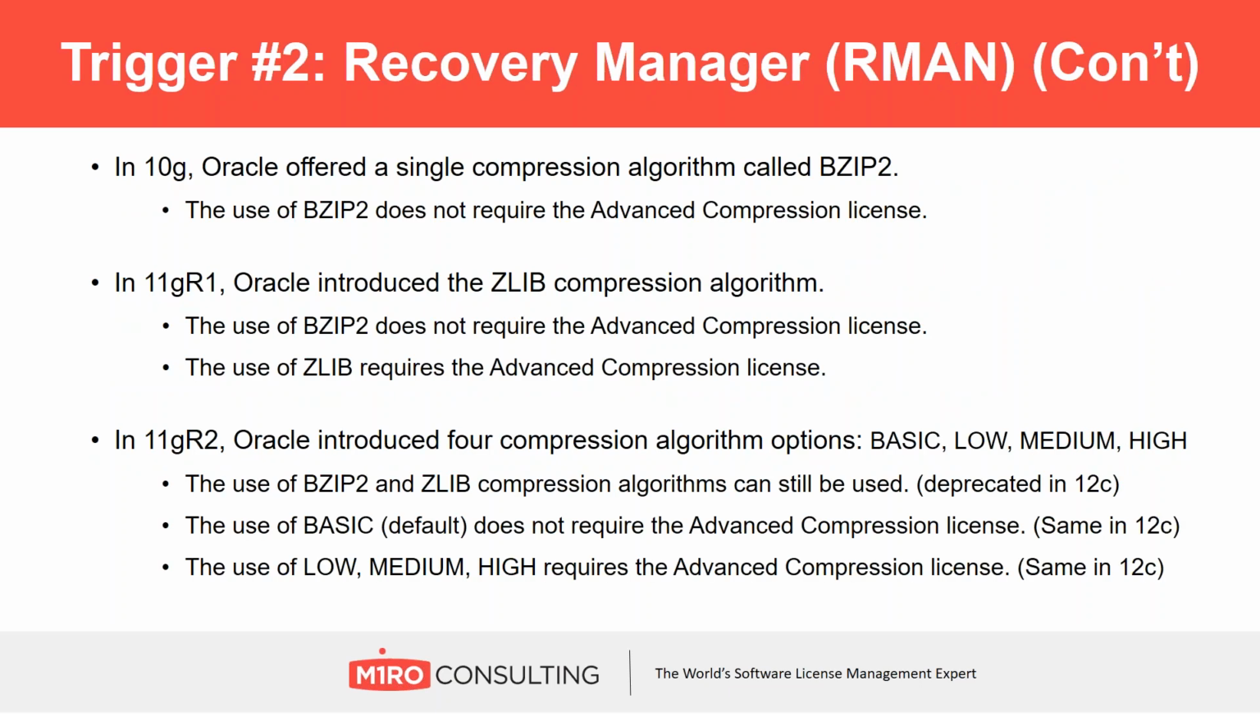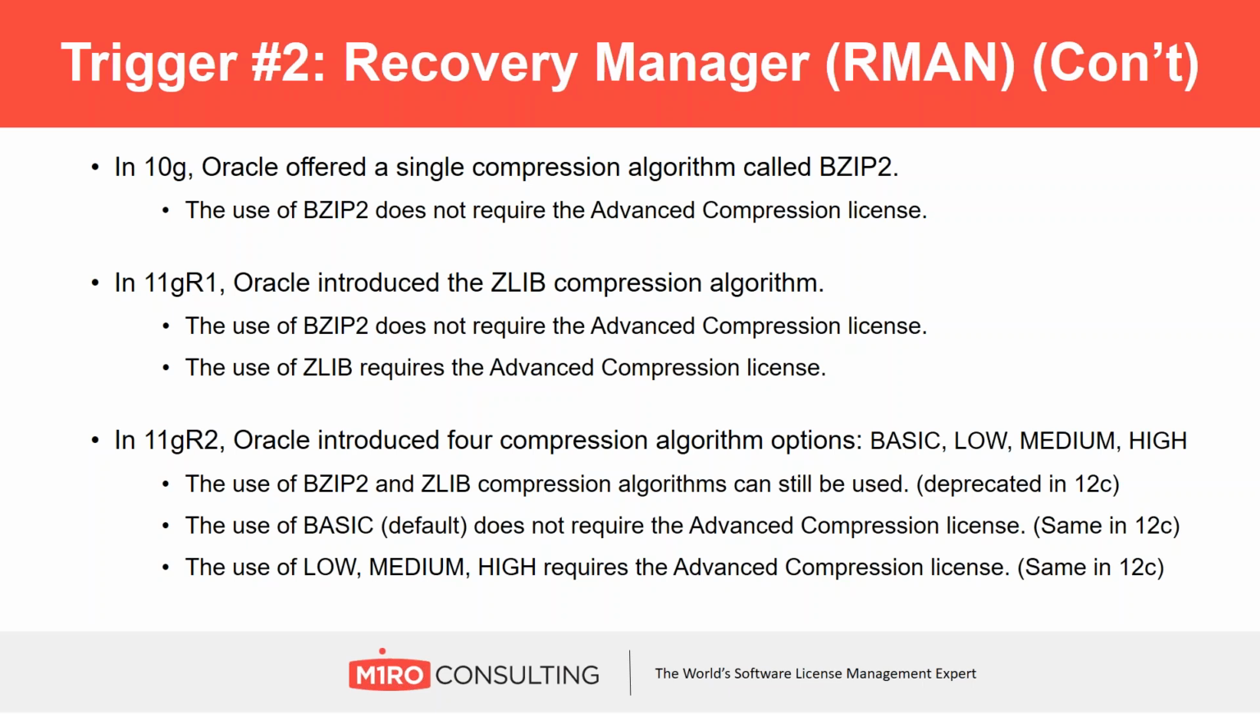So what we're going to do is review this. The easiest way to do it is to start from 10g and work our way up to 12c, because Oracle introduced a number of options, and they've also changed a few names and deprecated a few other names. So in 10g, it was very, very simple. They only offered one single compression algorithm, and that was called BZIP2. If you use the BZIP2 option, that does not require the Advanced Compression license.